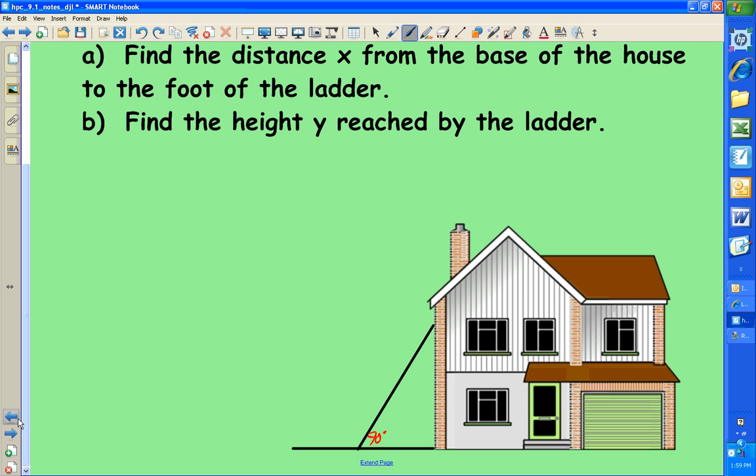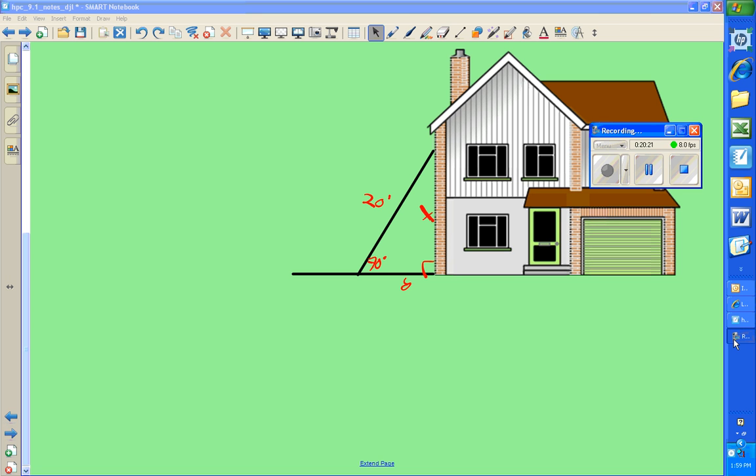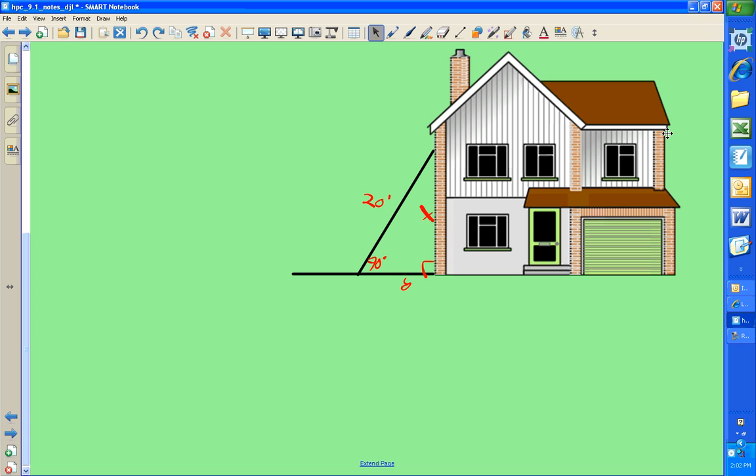That means this is 20 feet. Most houses, what will this angle be? Most houses are going to be 90. We want to know what X and Y are. We want to know how far away from the house can I put the ladder, and then how high up the house will it reach? See if you can find those two things. Rach, give me one of the equations used to find either X or Y, whichever you want.